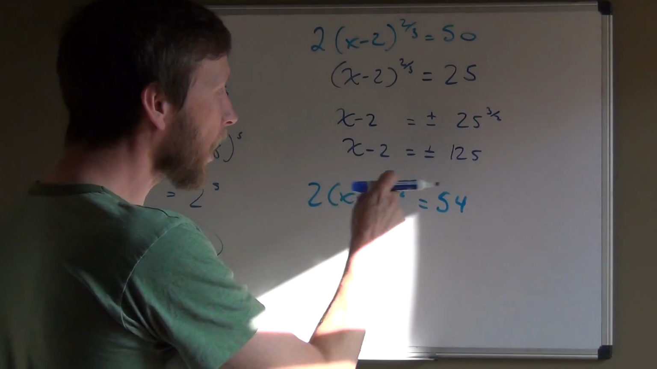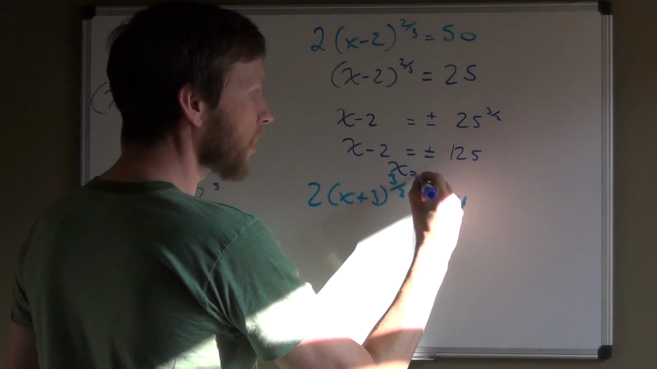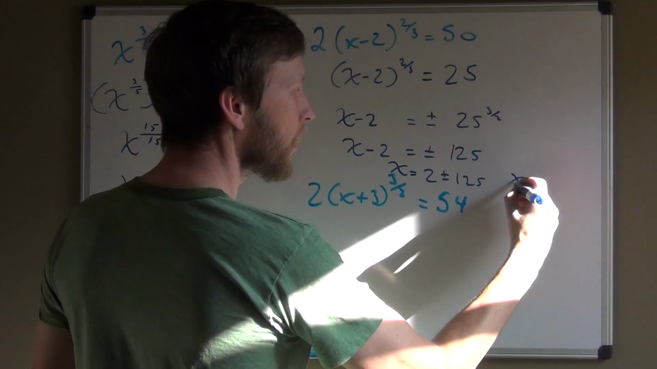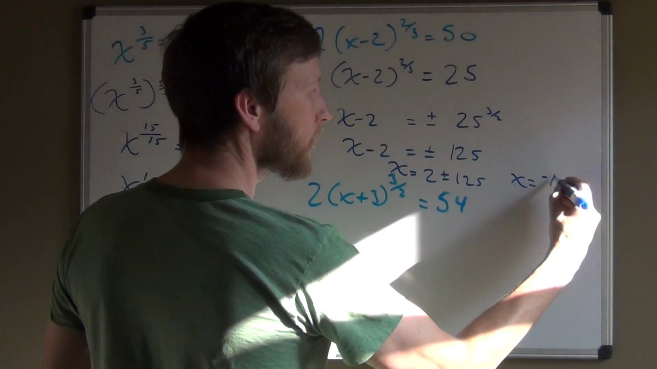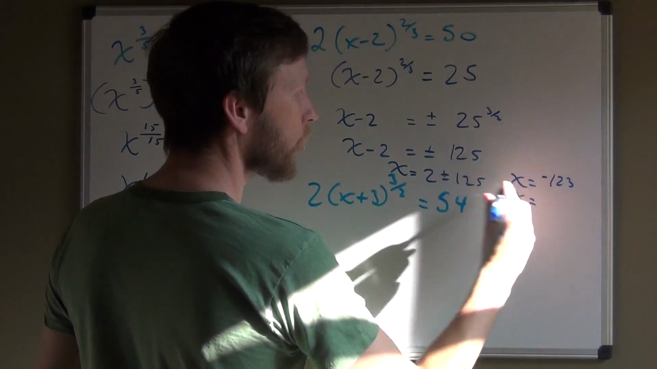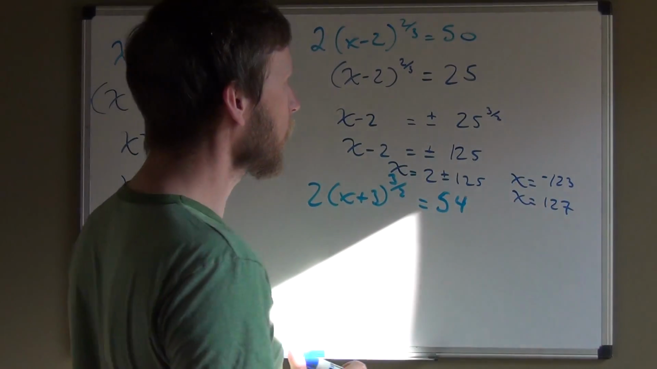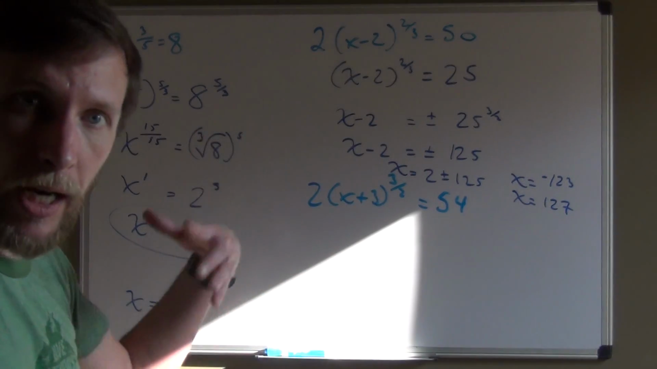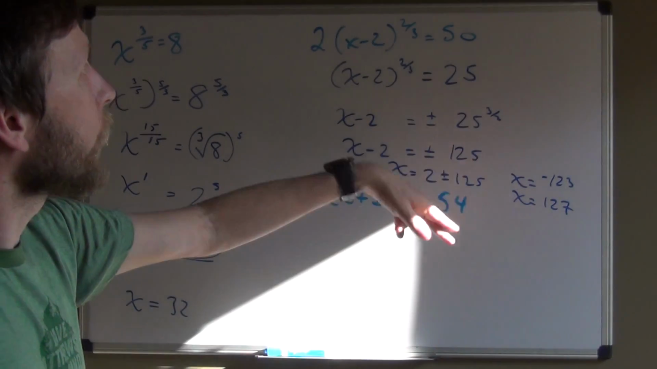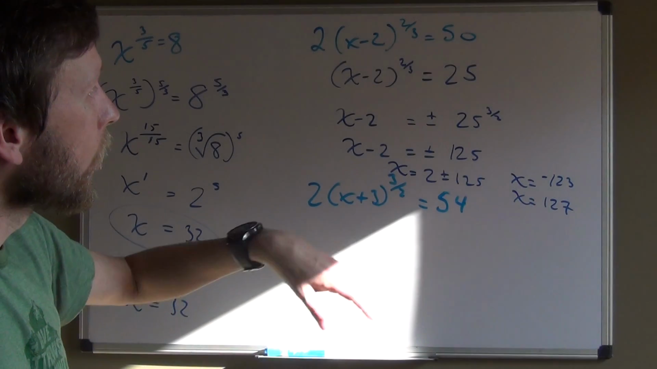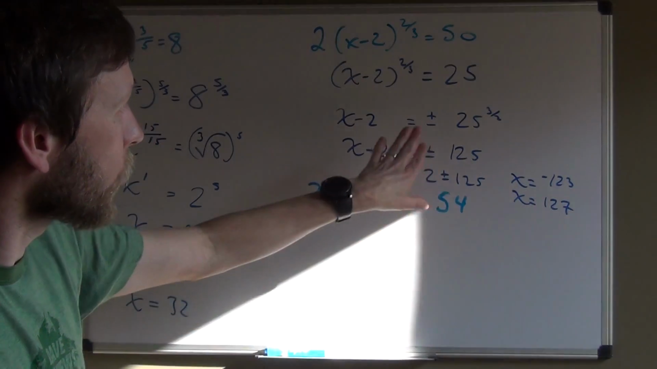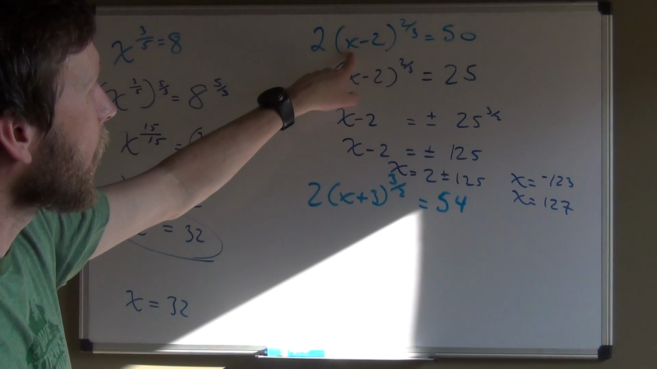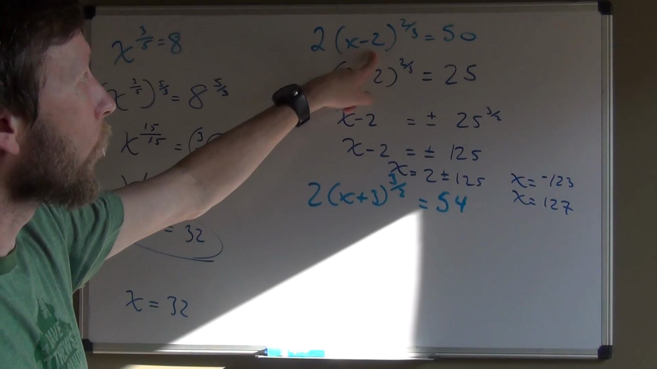But now we've got two possible answers here. We've got x is equal to 2 plus or minus 125, which means x is equal to 2 minus 125, and x is equal to 2 plus 125. As always, it is very helpful if we check our answers. It turns out that both of these answers actually work. We have a positive solution and a negative solution because we have the plus and the minus, and both solutions are correct.